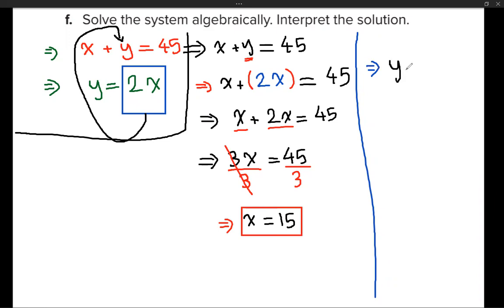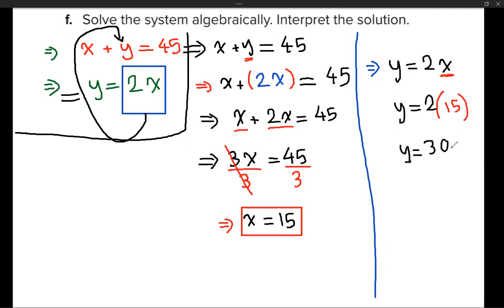So we can rewrite the second equation again: y equals 2 times x. Of course, if you substitute in the first equation, you will get the same answer, but it is easier to substitute directly in the second equation. So y equals 2 times x, and we now know the value for x. It is 15. So we open parentheses and put 15 there, and then y is equal to 30. And that's the value for y.